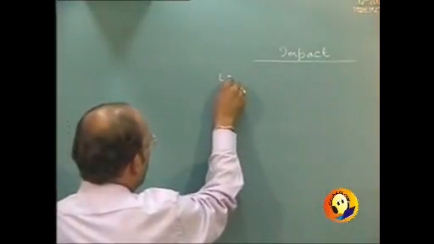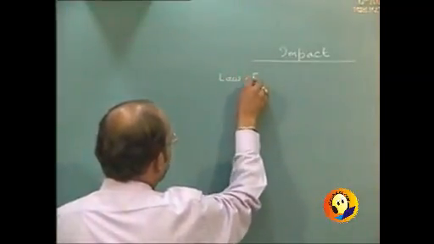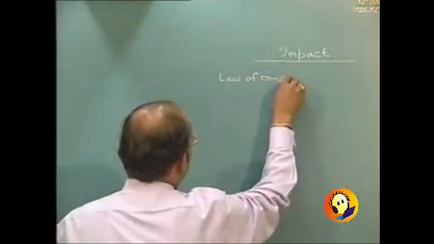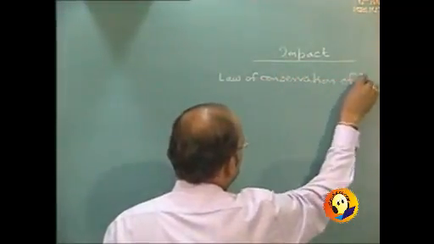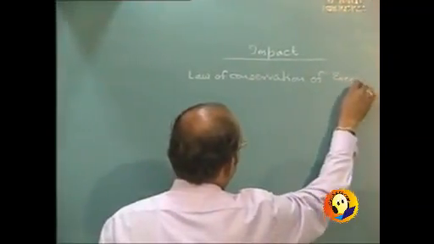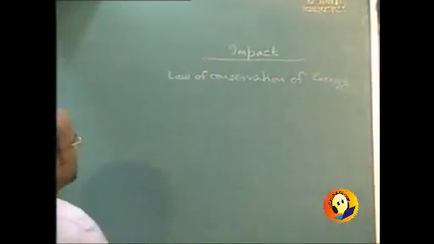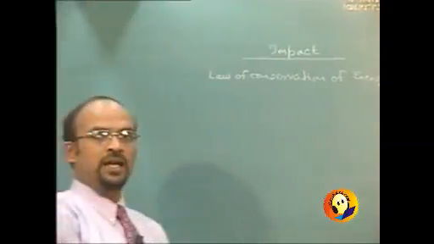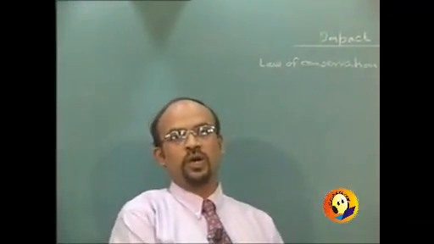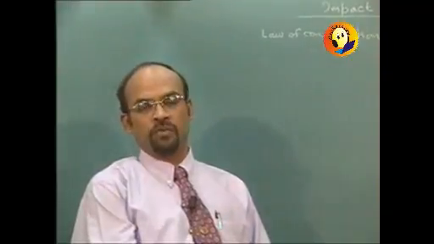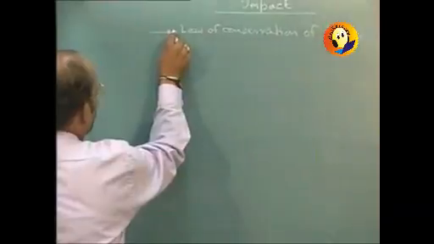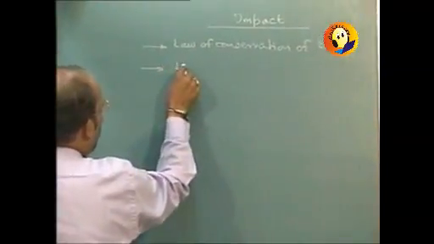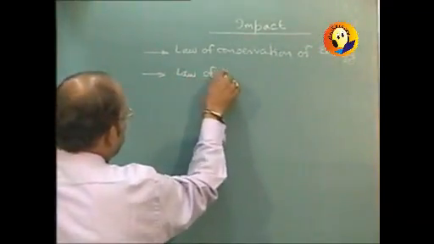First is law of conservation of energy. Law of conservation of energy, which simply says that energy can neither be created nor be destroyed. Only one form of energy can be converted to some other form. The second law that we are going to deal with over here is law of conservation of momentum.